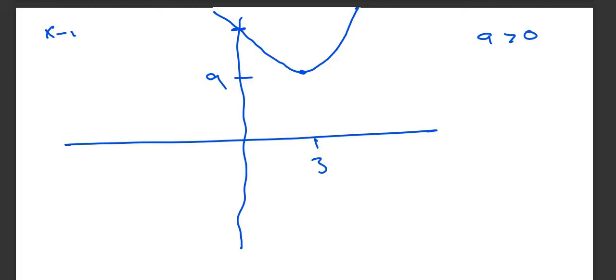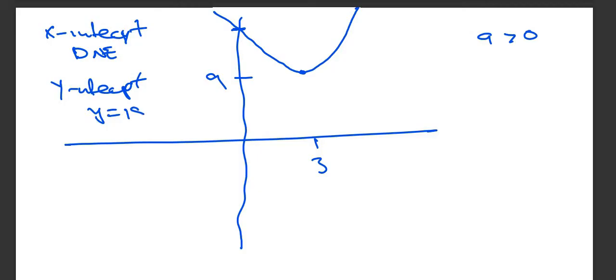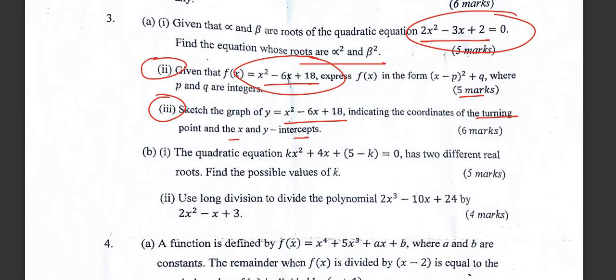So for the x-intercept, you say it does not exist, DNE. We are never going to touch the x-axis. Then the y-intercept is a constant in the question, which is y equals 18. So this is how the graph was supposed to be. This is answering your two questions on number 3.